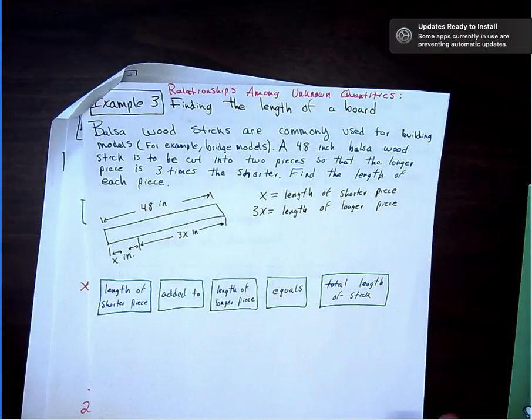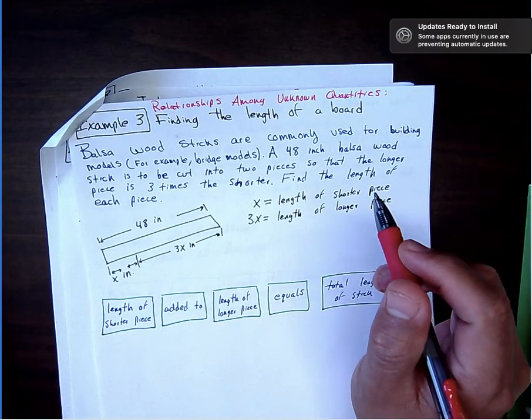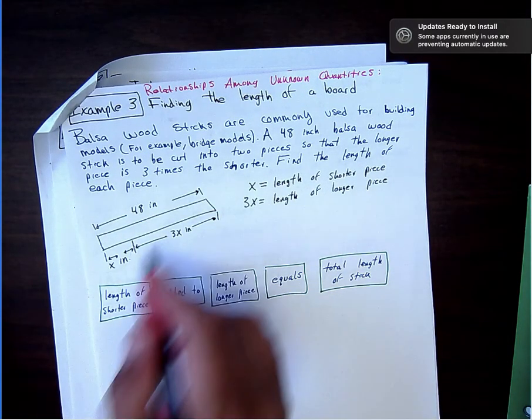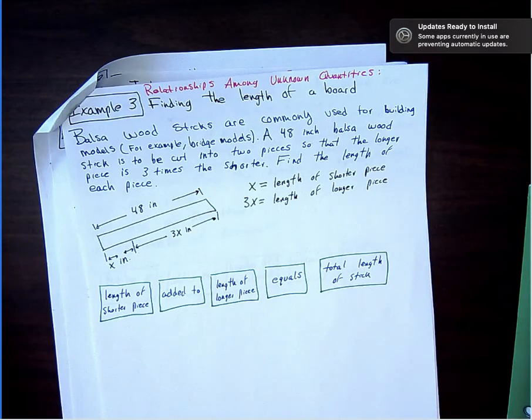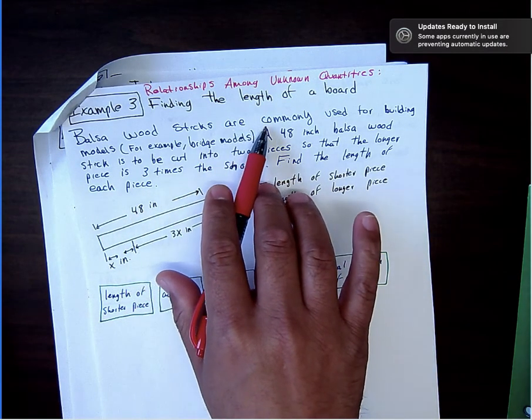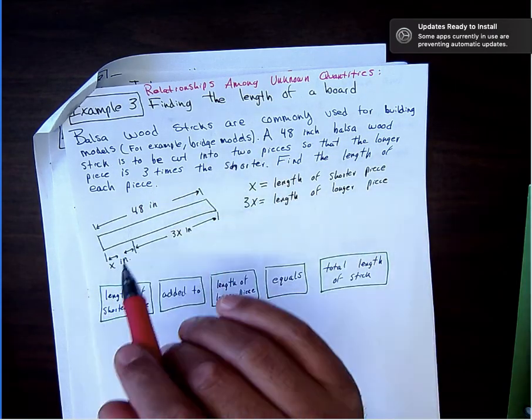This is relationships among unknown quantities. So it gets a little bit more complicated now. We're applying it to the length of this piece of wood. So let's read it. It says balsa wood sticks are commonly used for building models, for example, bridge models.